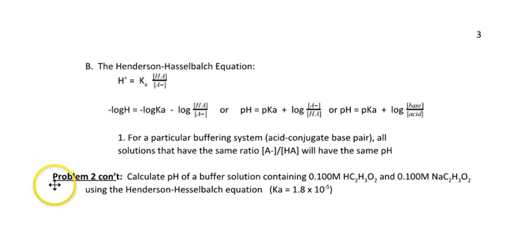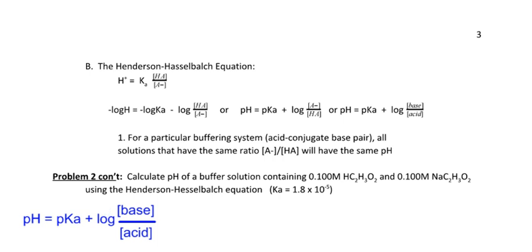Let's check this out. Here's problem 2 continued. What do you mean, problem 2 continued? Go back to the prior page, and you'll see where problem 2 was. We're going to do the exact same problem as we did on the prior page, but with no ice table. Notice I didn't give you a whole lot of room, did I? There is no ice table, so let's use the Henderson-Hasselbalch equation, and here's your Ka. Here's your pH is equal to pKa plus the log of base over acid.